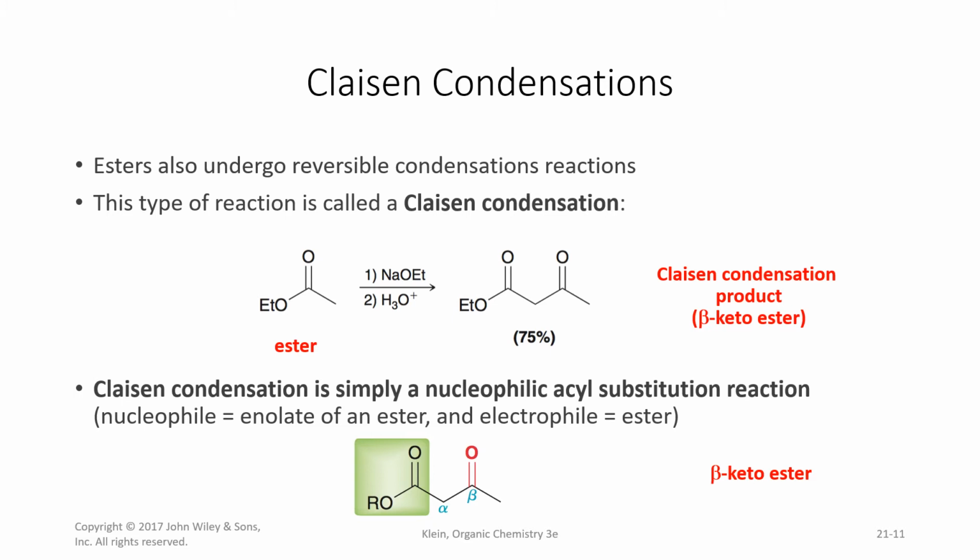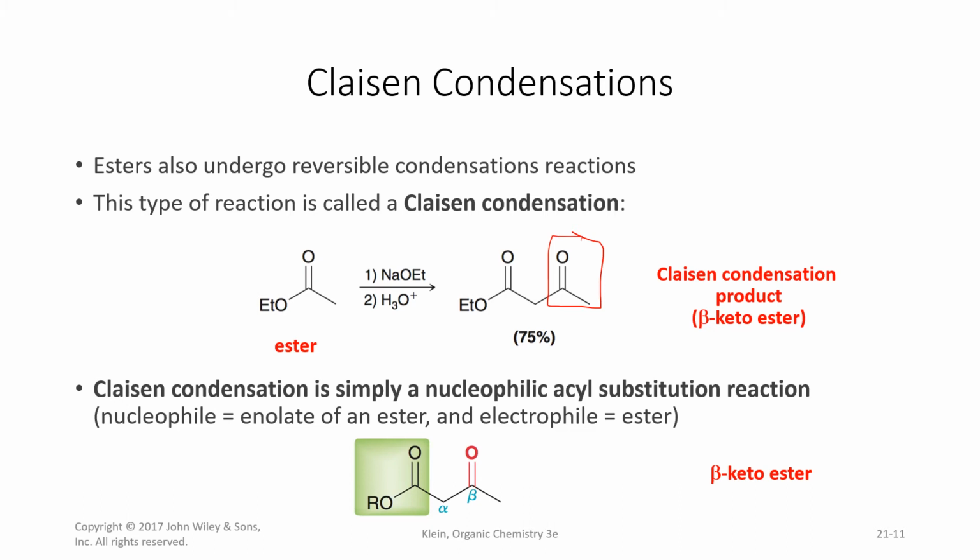Basically, when you do a condensation reaction with esters, you're forming a Claisen condensation product called a beta ketoester. What we see here is our ester group, and then in the beta position we have a carbonyl group or a ketone. So that's how we get that beta ketoester. Claisen condensation is simply a nucleophilic acyl substitution reaction. The nucleophile is the enolate of the ester, which is this group here, and the electrophile is the ester. So the acyl group is this part here, and we have an acyl substitution reaction. This is called the Claisen condensation.